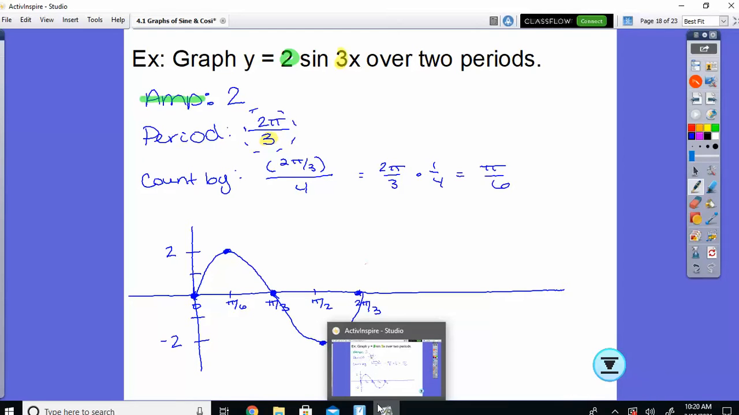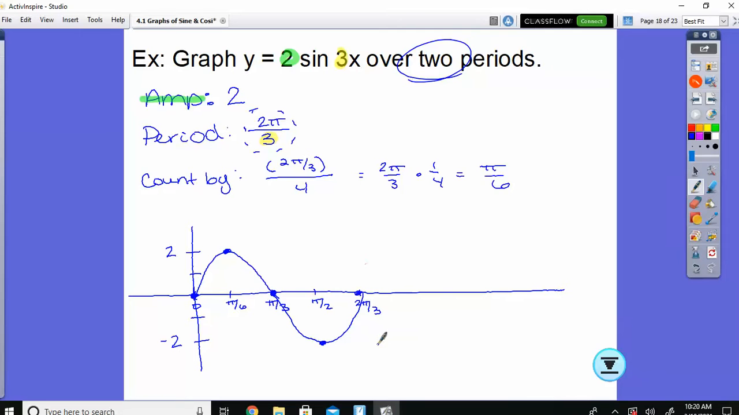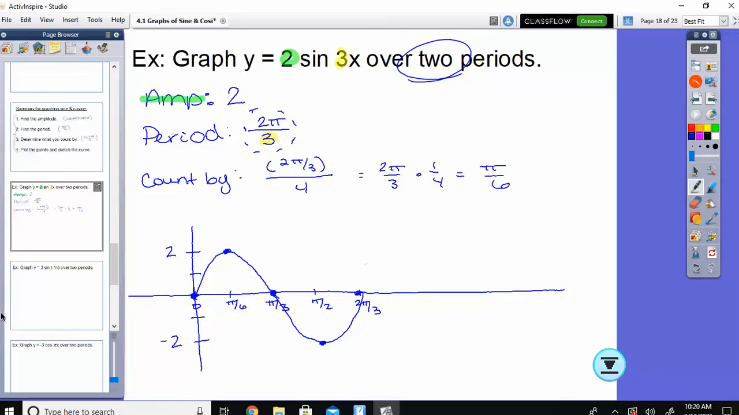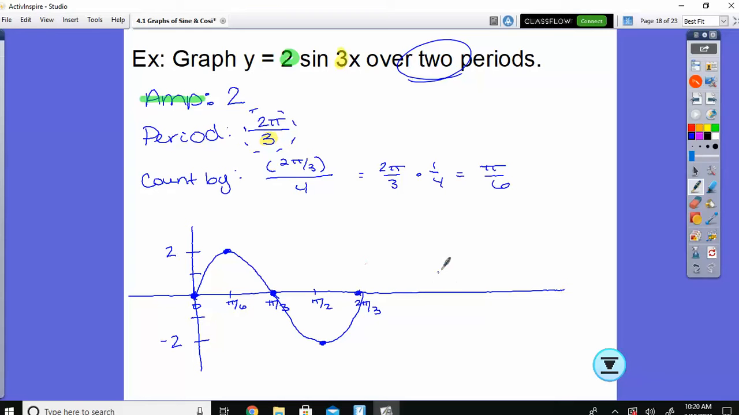The other thing, I asked you to graph 2 periods. How many periods have I graphed so far? 1. How can I get a second period? Yeah, you can either go the negative direction or just keep adding your pi over 6 in the positive. So either way, this is essentially like the first point, so you need 4 more points following that. If you keep adding pi over 6, this is like 4 pi over 6 plus pi over 6 is 5 pi over 6. Plus pi over 6 is pi. 7 pi over 6. 8 pi over 6, which reduces to 4 pi over 3.